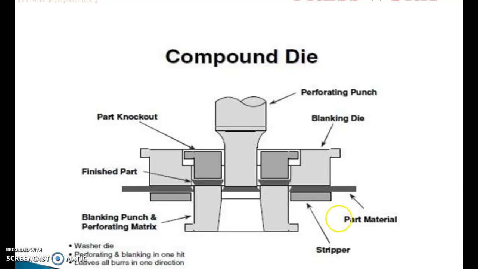If you go through this slide, the figure shows a compound die in which a washer is made by one stroke of the press. The washer is produced by simultaneously blanking and punching operations. Here you can see the metal strip, where we are putting in this plate. This is the punch, and in the upper side these are the punch and these are the dies.